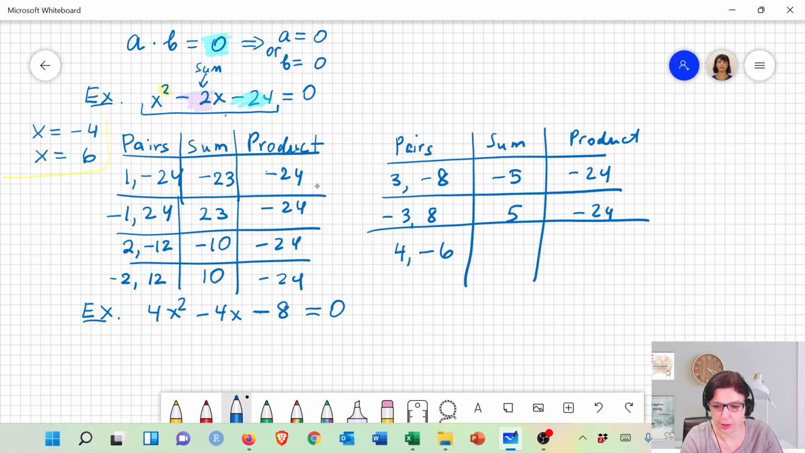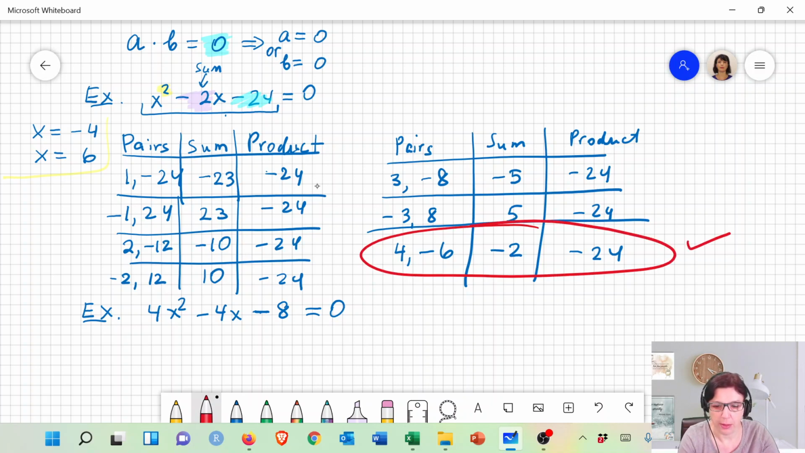Now, I think this one is going to work. 4 and negative 6. The product of that is negative 24. The sum of these is negative 2. So I really don't have to continue. I do also have negative 4, 6, and maybe that's it. I don't know. But I already got the winning one. So this is my winning combination, because the sum is negative 2, which matches this number right here. So these two numbers, 4 and negative 6, will be my answers when I want to factor.